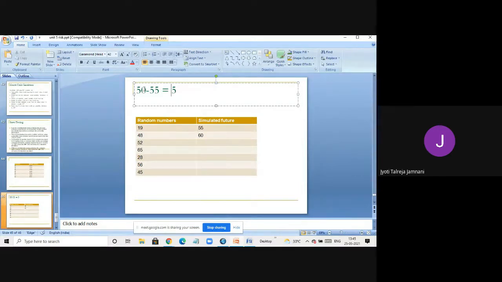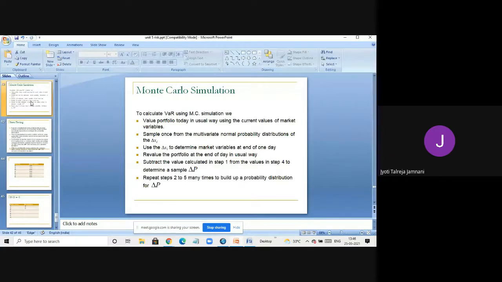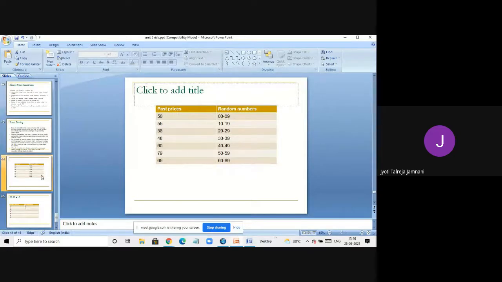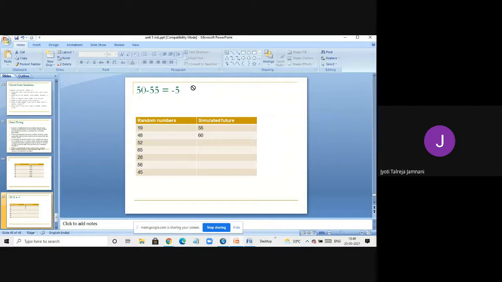So this is how, using simulated or real life kind of price values, you can actually find the value at risk. So if I do that, my 5 rupees is my loss. So you need to subtract the values calculated in step 1, that was the actual value, from the simulated value, which is in step 4. Repeat steps 2 to 5 many times, so you get a range of values. So again I will do, suppose second day the price was 62, and then I see the random number and the value is 60. So 62 minus 60, second day your loss is minus 2.